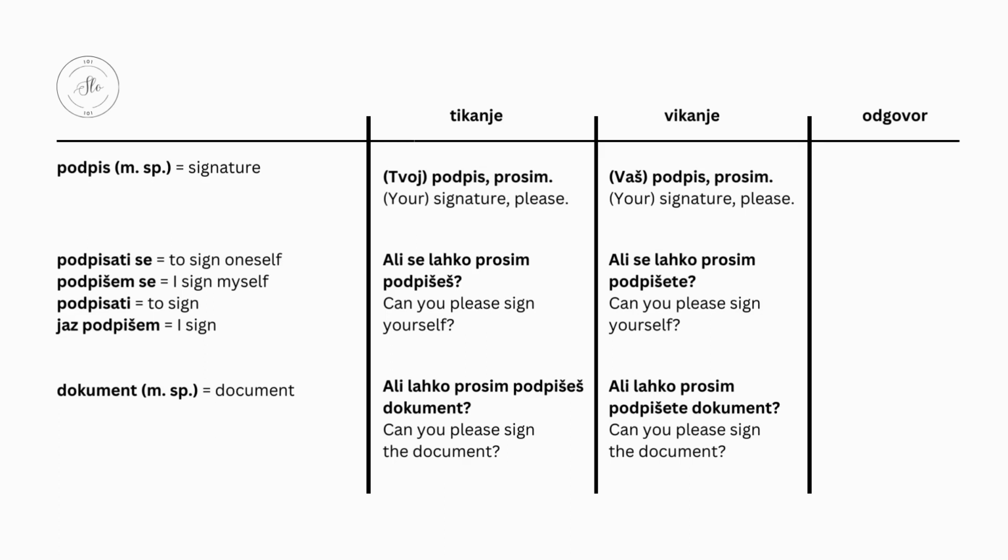Podpis. If there is a document to sign, you could say tvoj podpis prosim. Tvoj podpis prosim, if you use tikanje. Or vaš podpis prosim. Vaš podpis prosim, if you use vikanje.